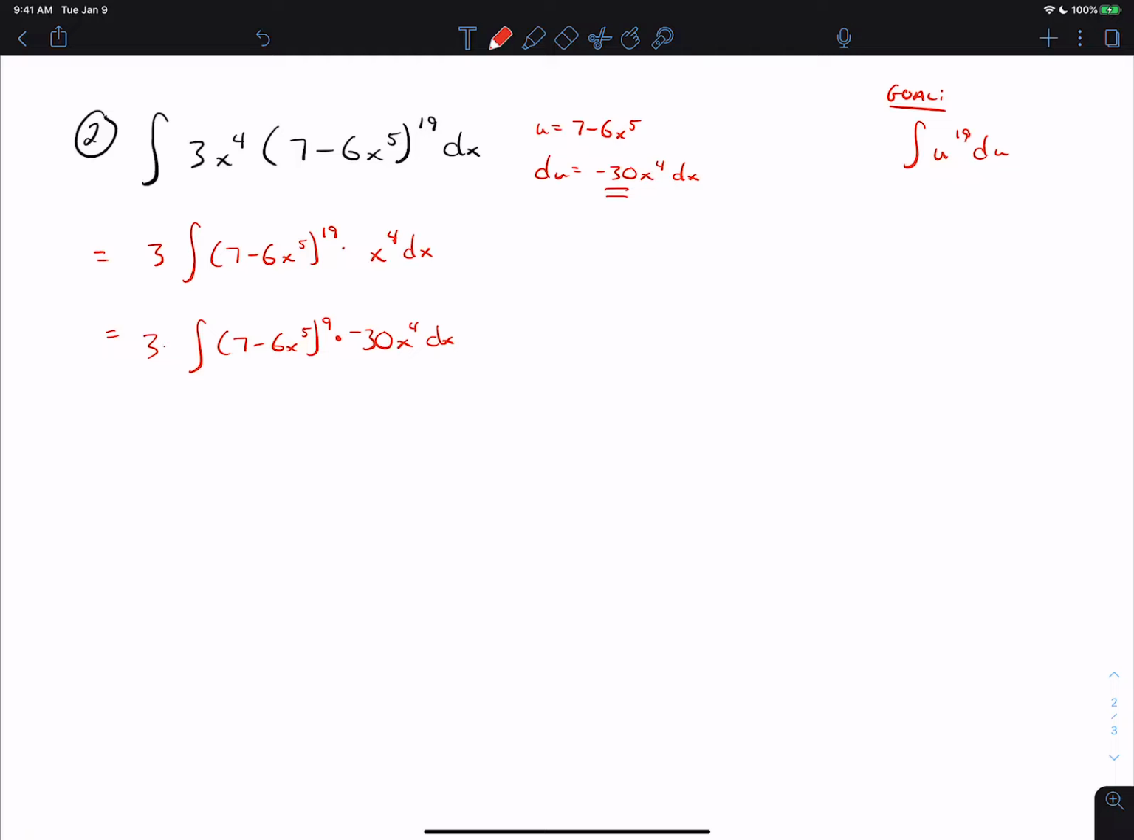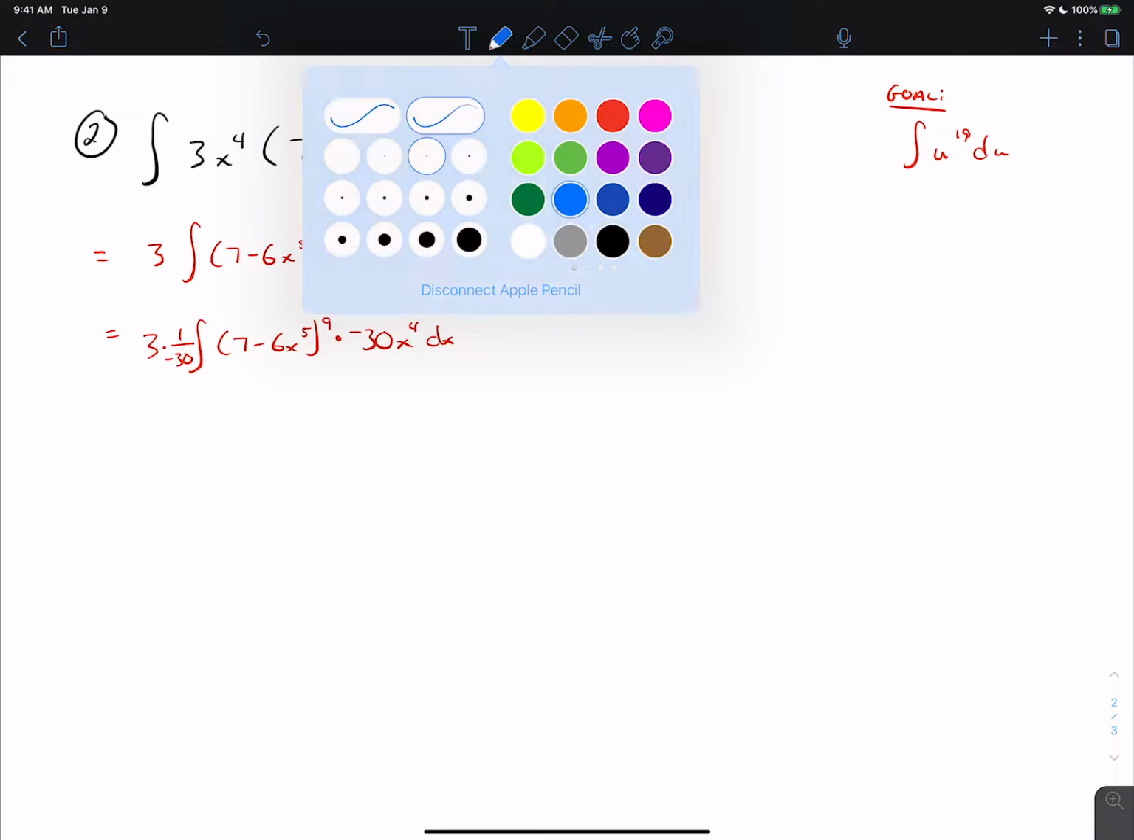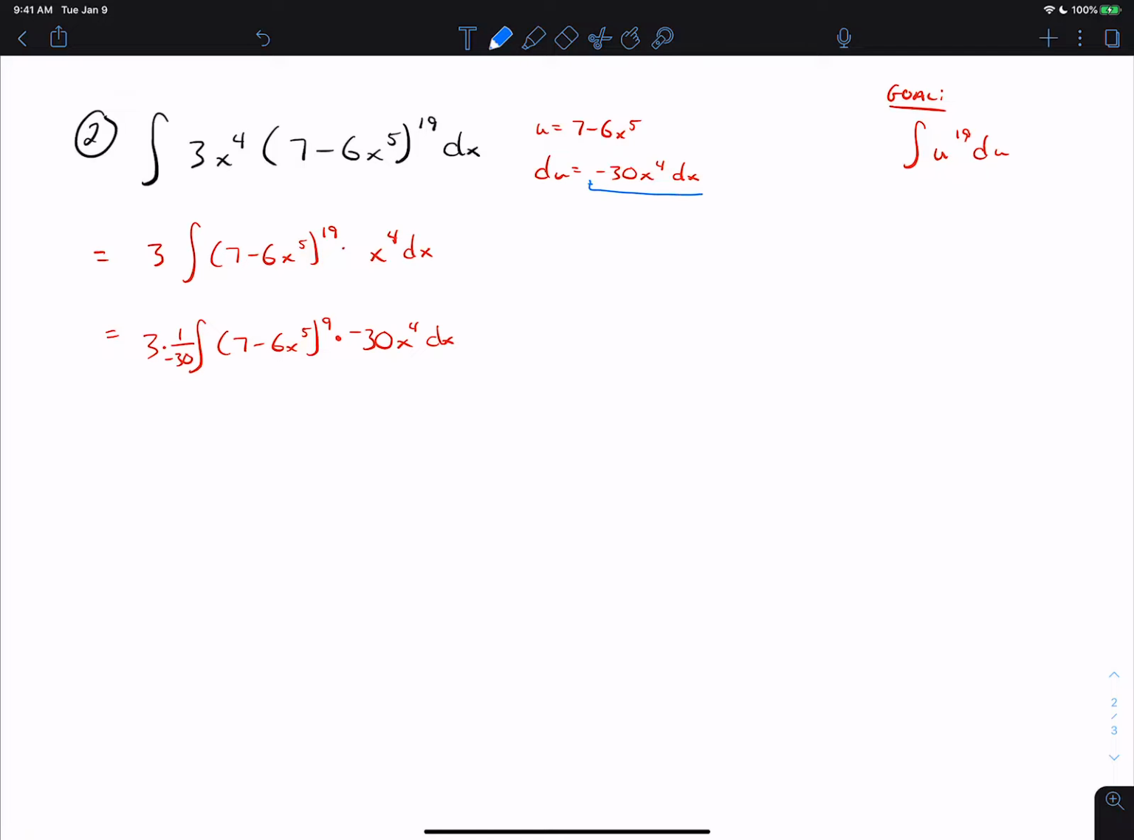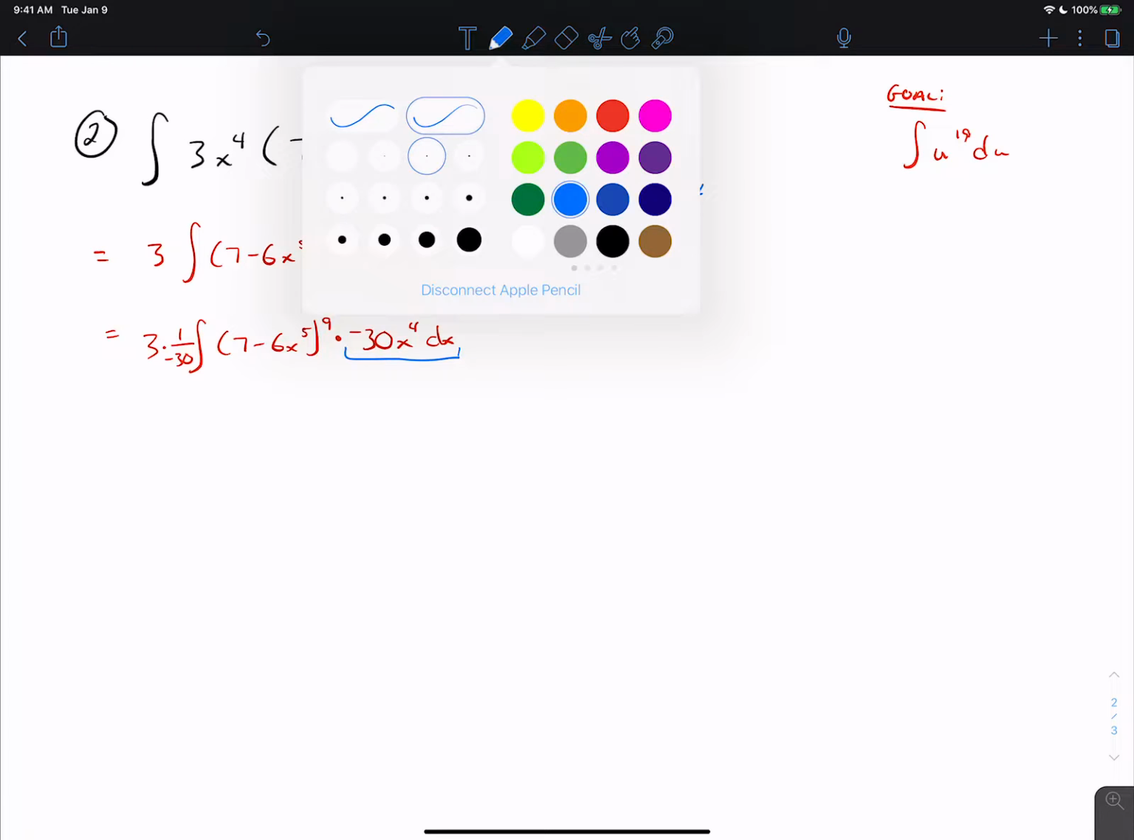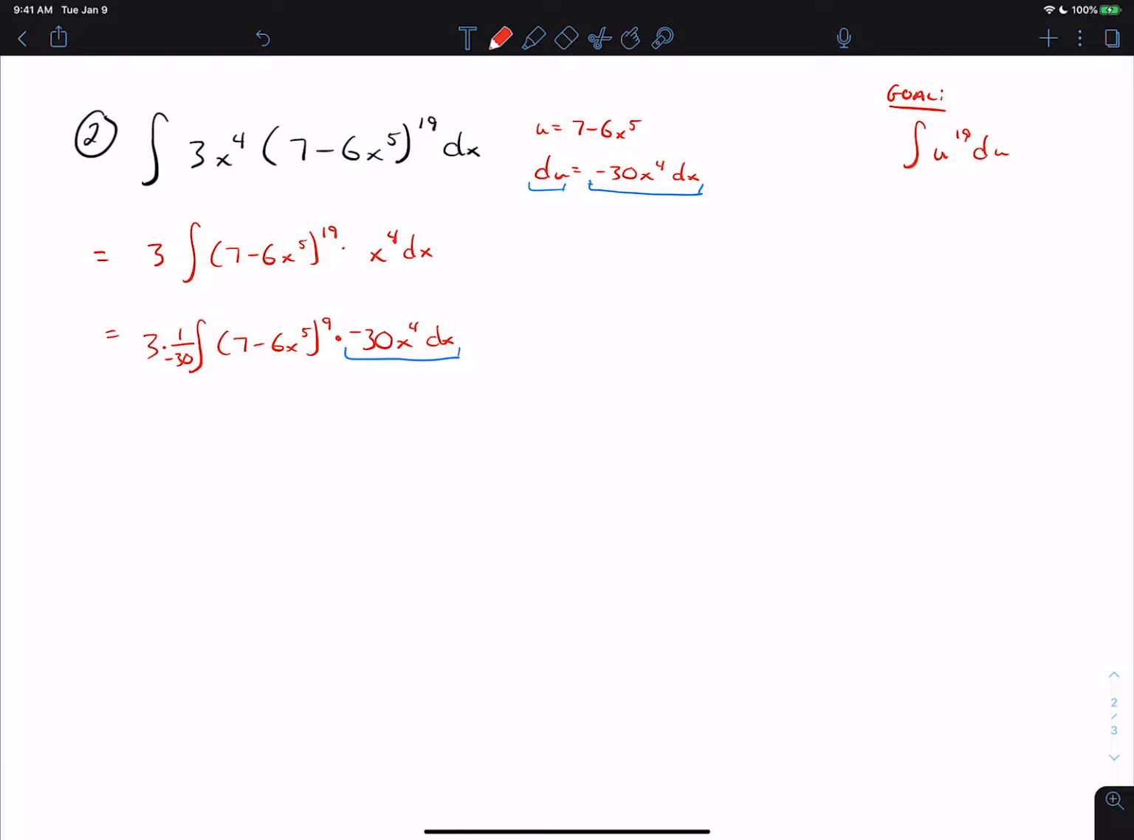But in order to do that, I also have to multiply by the reciprocal, which is 1 over negative 30. I want to do that because now this part at the end matches the du over here. So I've got negative 30x to the 4th dx, negative 30x to the fourth dx. That's the same thing as du. The 7 minus 6x to the fifth, that's the same thing as u.